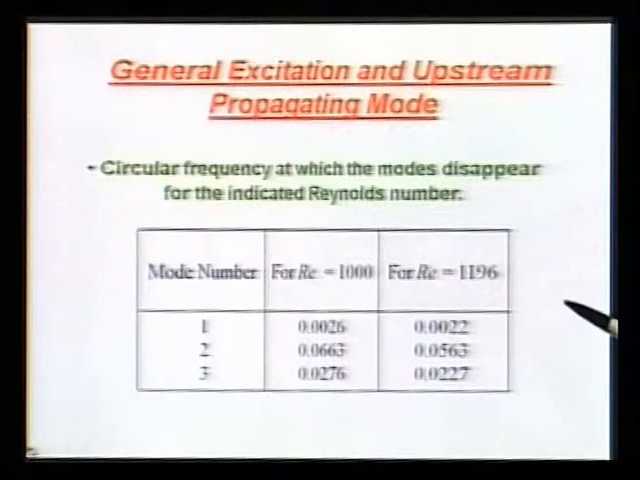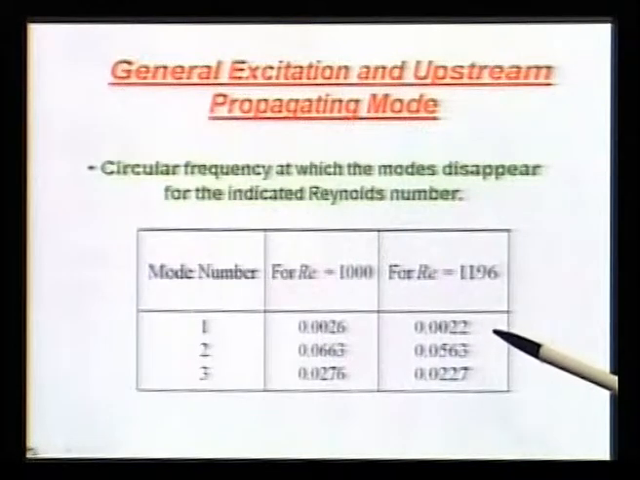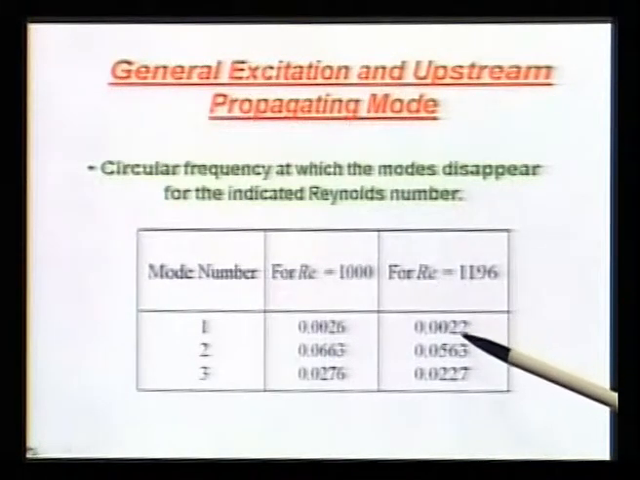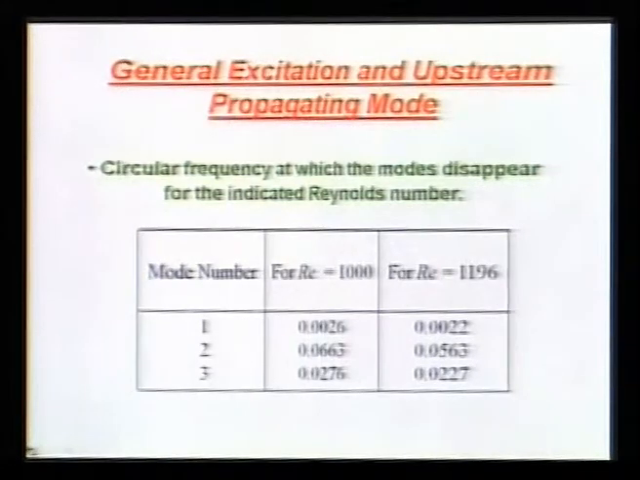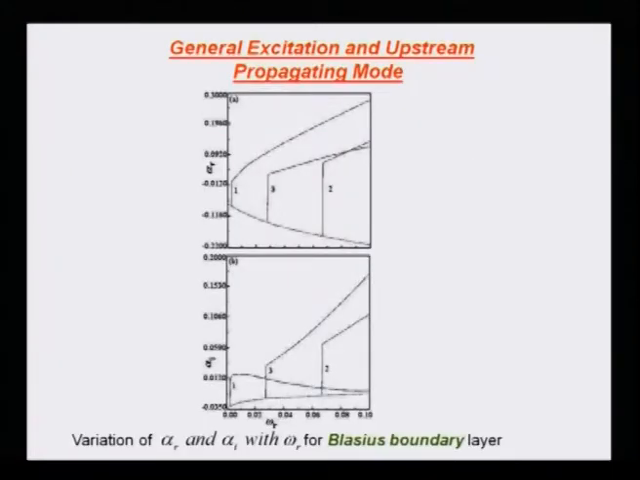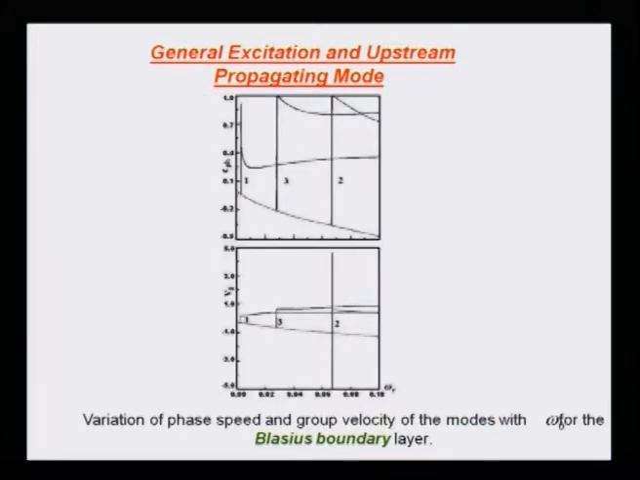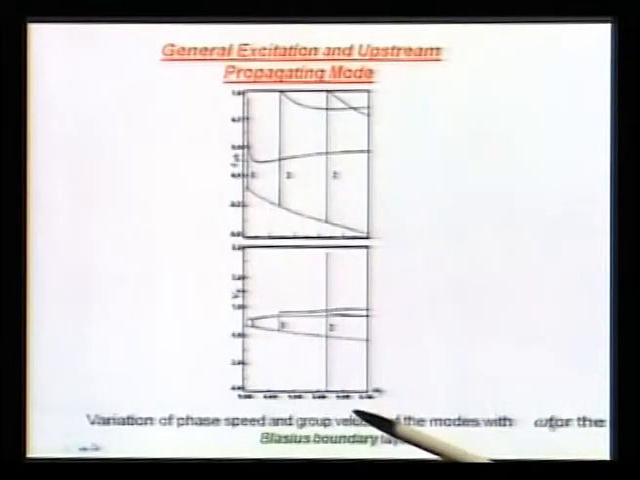So what is happening here is, if your Reynolds number is increased, the frequency at which the disturbance disappears reduces even further, right? But they do all disappear, and even for this you only have these 3 modes to begin with. Okay, so we have gone to this, and now you wanted to know other properties of these modes. For example, if you plot the phase speed and the group velocity versus omega, this is how it looks like.